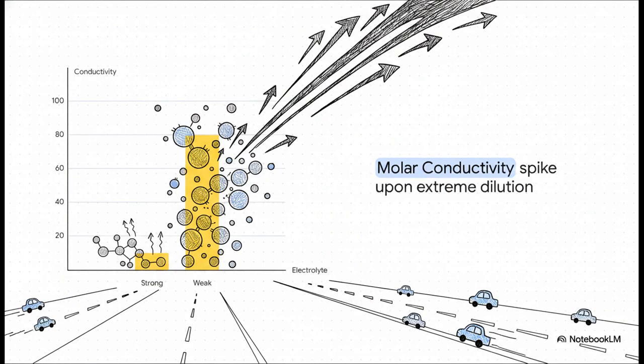And as you can see, the visual data backs this up perfectly. When we look at the spike in molar conductivity upon extreme dilution, we see 2 totally different behaviors. When the concentration drops towards zero, a strong electrolyte barely changes its conducting power. It's just a minor little bump. But a weak electrolyte experiences this massive, towering spike. It just skyrockets. And that's because all those previously inactive bound molecules finally have the space to snap apart into free-flowing electricity-conducting ions. The empty road literally creates more cars.